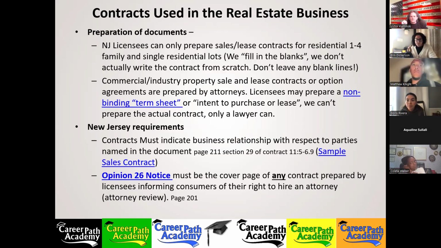Then in the contract, all of our contracts have to state the business relationship on how we're intending on representing our clients and who's representing who in the contract. The Opinion 26 notice needs to be the cover page of any contract prepared by real estate licensees for sale or lease, basically informing the consumer they have a right to hire an attorney. What's the first document we give to anyone we intend to do business with, telling them about the different business relationships? CIS. The CIS form, the Consumer Information Statement, correct?